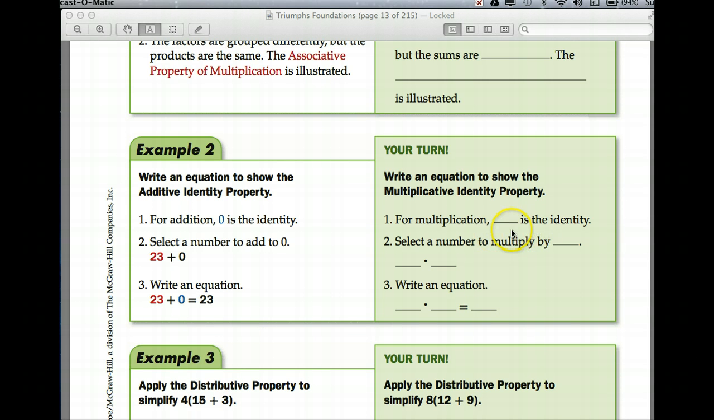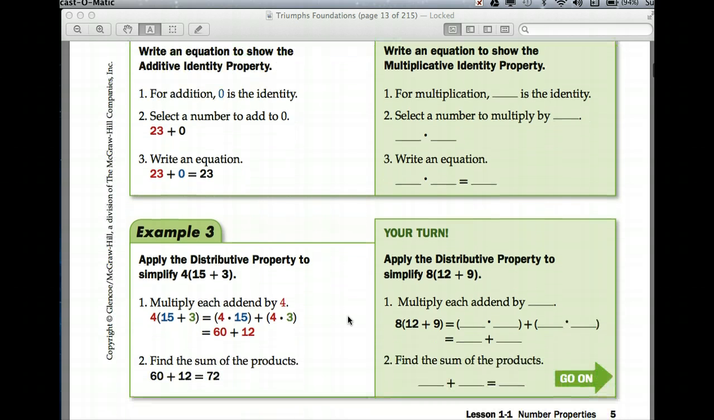So what is the identity for multiplication? Did you put a 1 here? Good job. So now you're going to select a number to multiply by 1. So you all came up with your own number times 1. So you'd write in an equation, whatever number you chose, times 1 is going to equal your number. Good job. So now let's look at example 3 together.